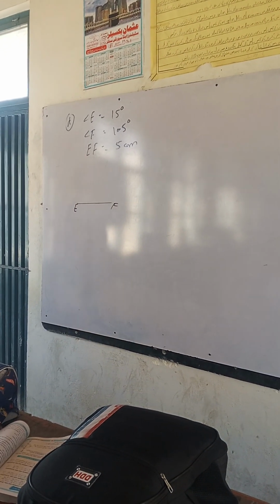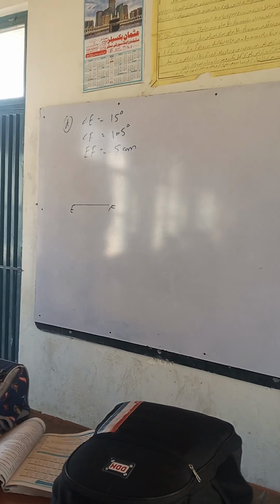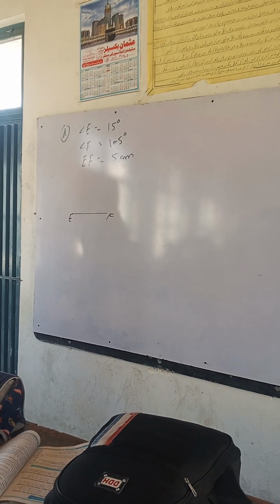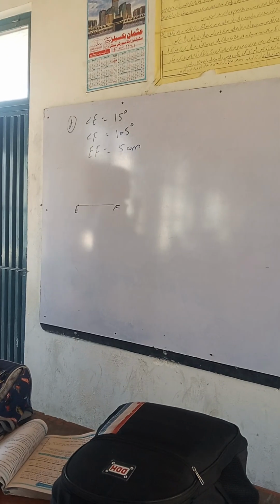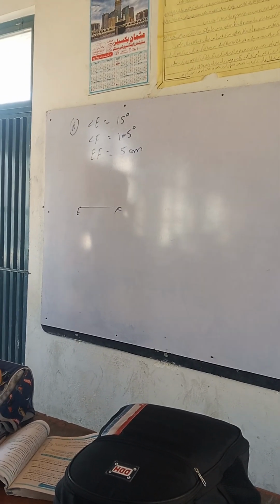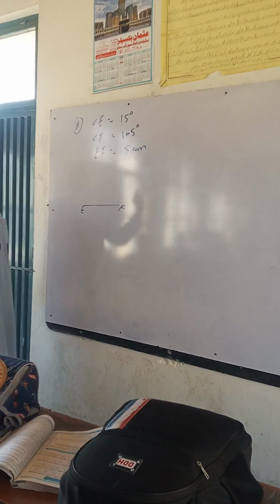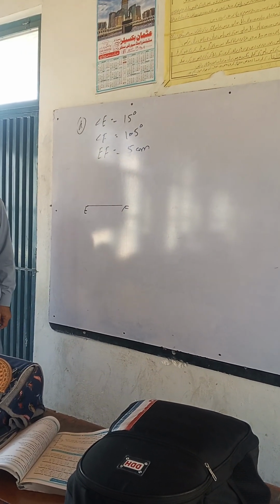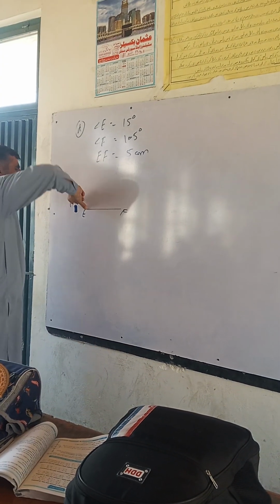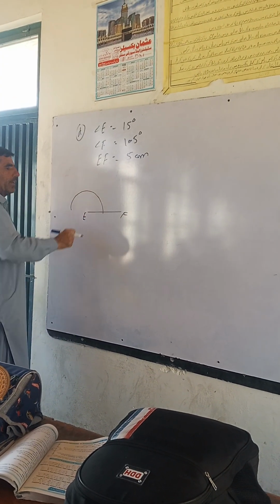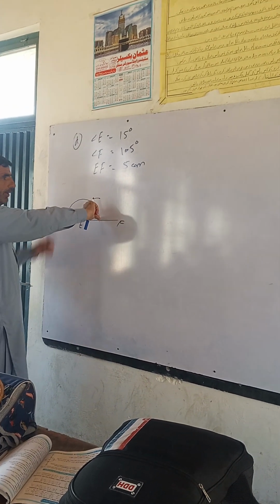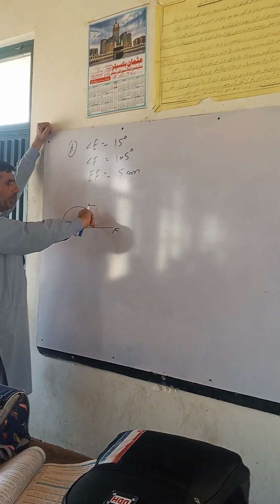So you shall open the compass, but you will not move the compass then. You cannot decrease or increase the length of the compass when you draw an arc. So I have opened the compass just like this. Now this is angle 60 degree. Now I shall divide this 60 into two equal parts.